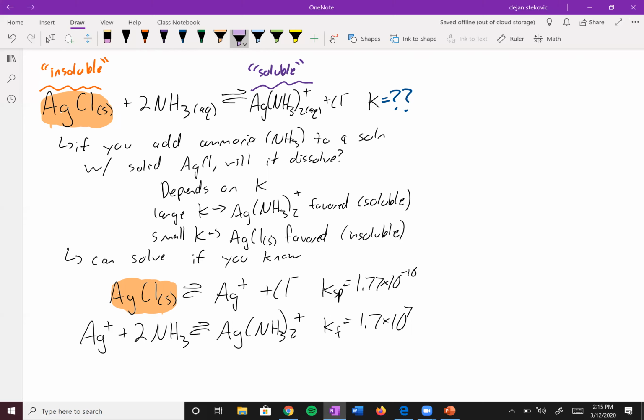Next up, we have ammonia. Where do we see ammonia? Reactant in the second equation, exactly. Next up, we have this silver ammonia coordination compound. Where do we see that? As a product. And then finally, we have this chloride minus. Where do we see that? The products of the first equation.